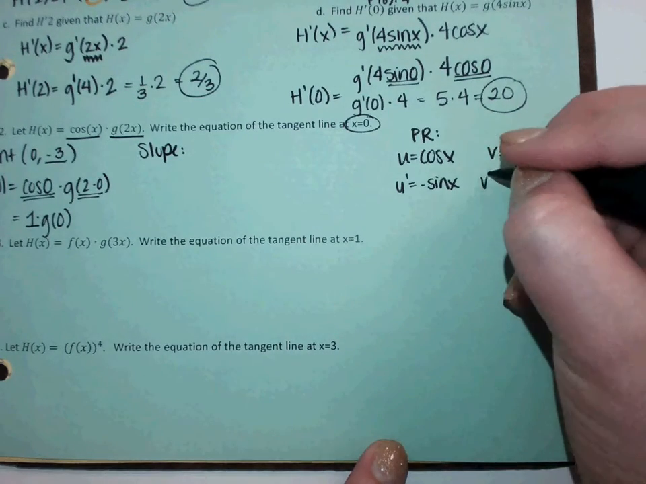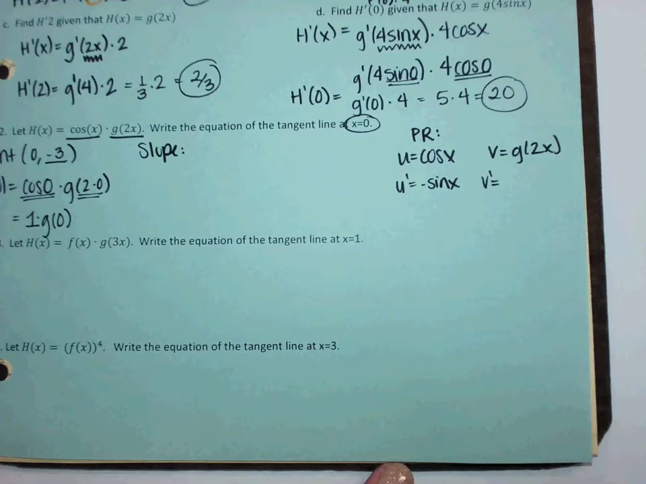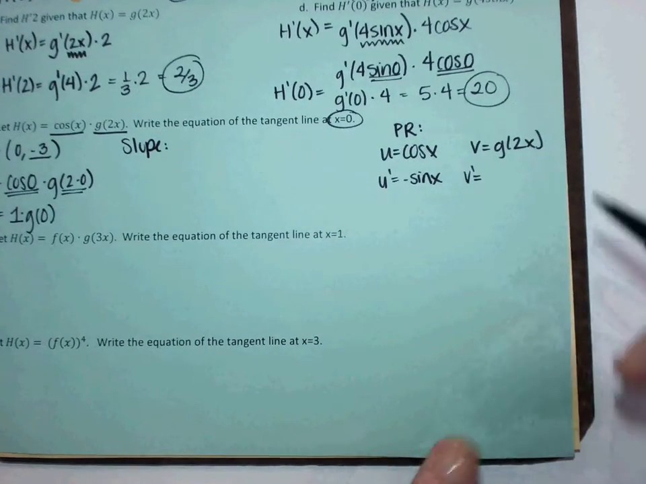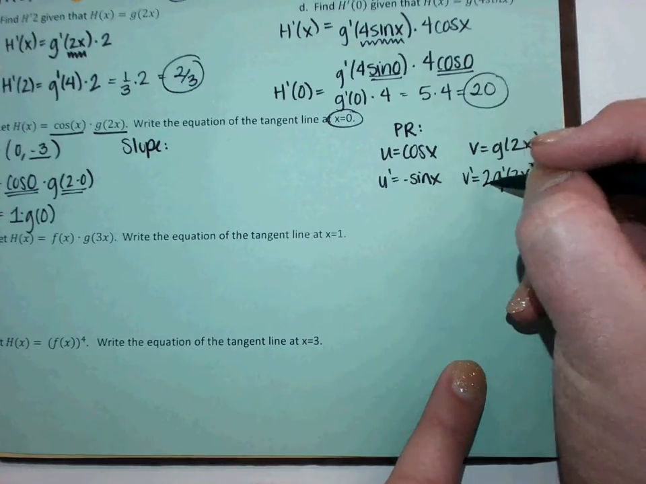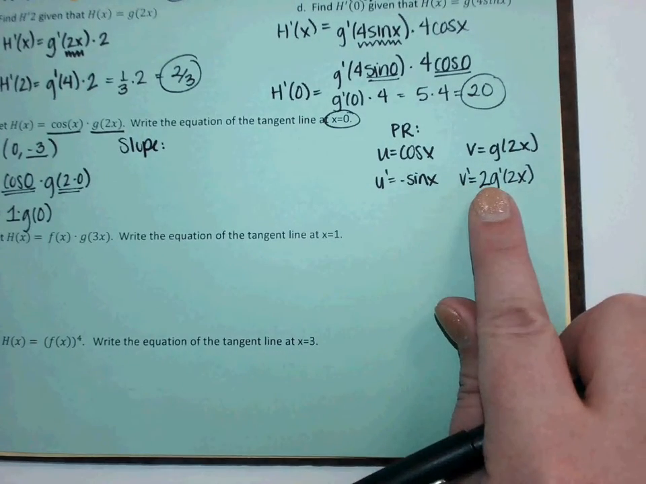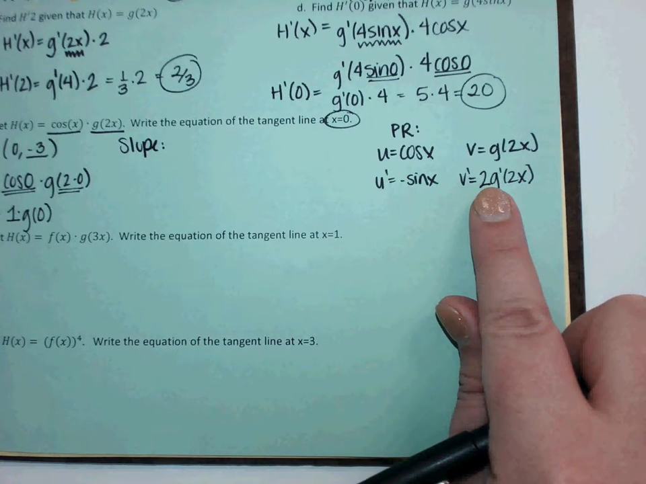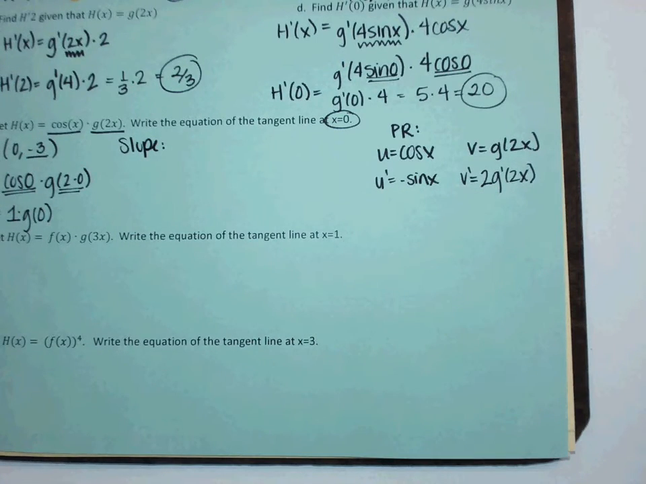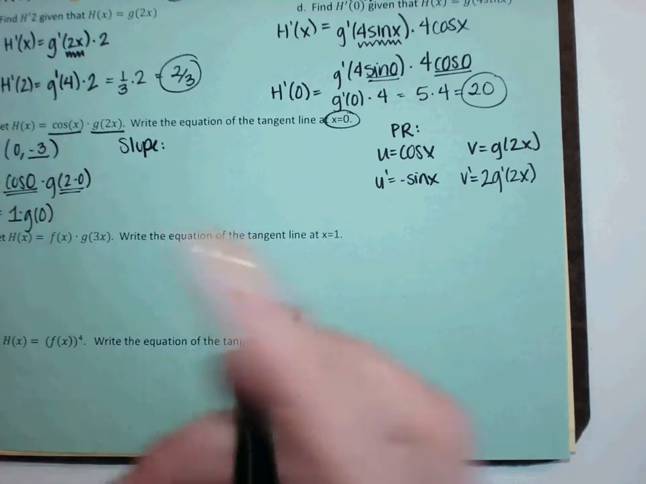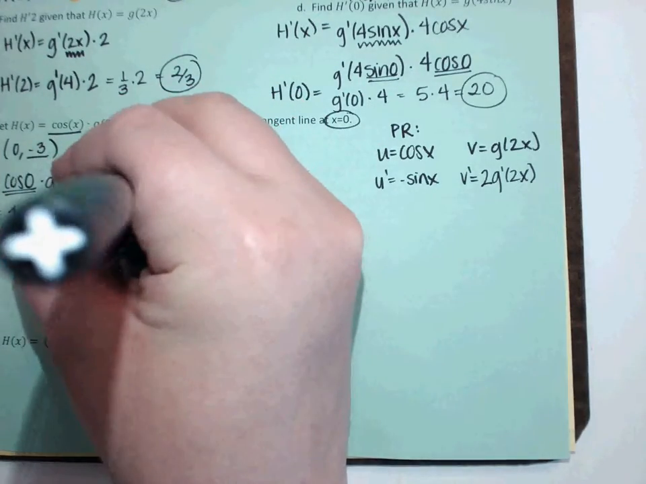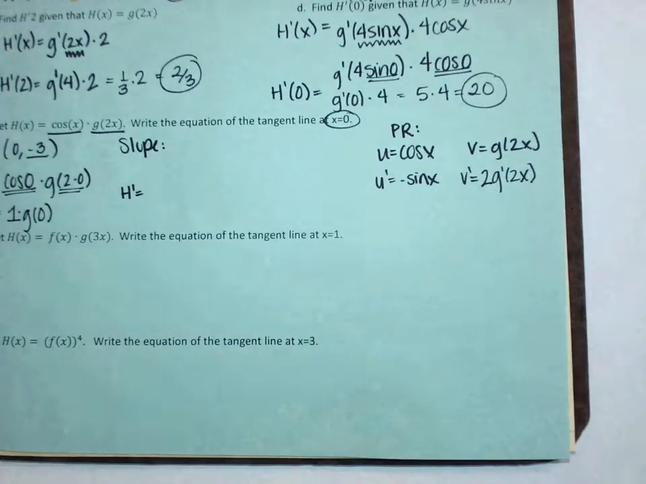So v prime would be the derivative of g of 2x. Well, that would be g prime of 2x times 2. Now, is it okay if I just start writing the 2 in the front? Yes, it's okay. It's the same, right? So you can times it at the beginning or the end. Okay, from there, if this is h, what do I label the derivative? H prime.